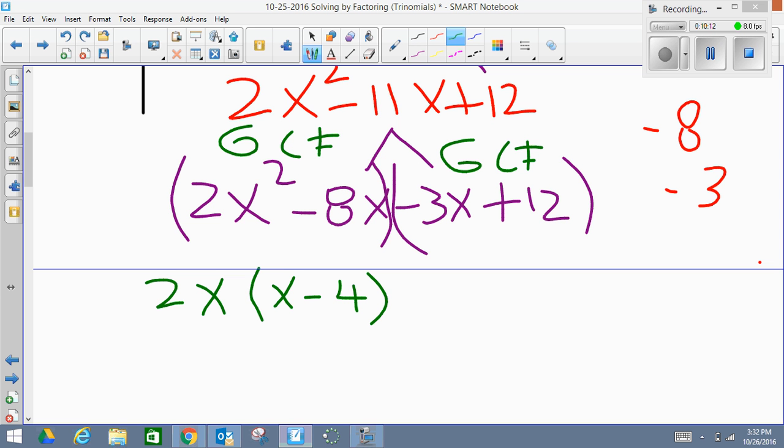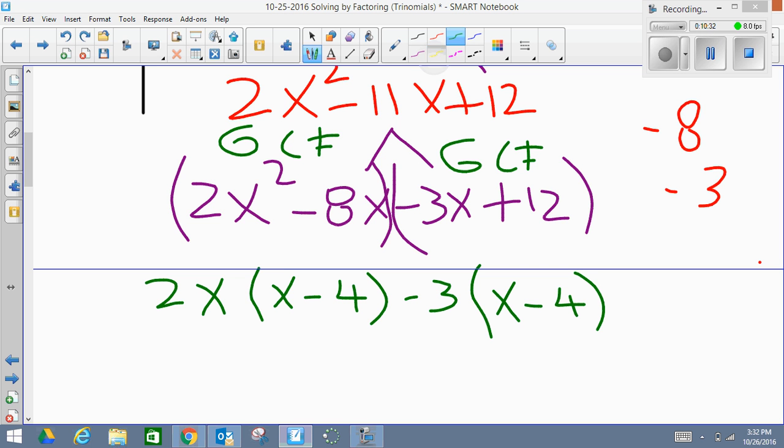Okay, second parenthesis, I see that I have a -3 and a 12, so the -3 goes on the 12. The x is not common, so the x stays. So let's divide. -3x divided by -3 is going to give me an x, and positive 12 divided by -3 is going to give me a -4.